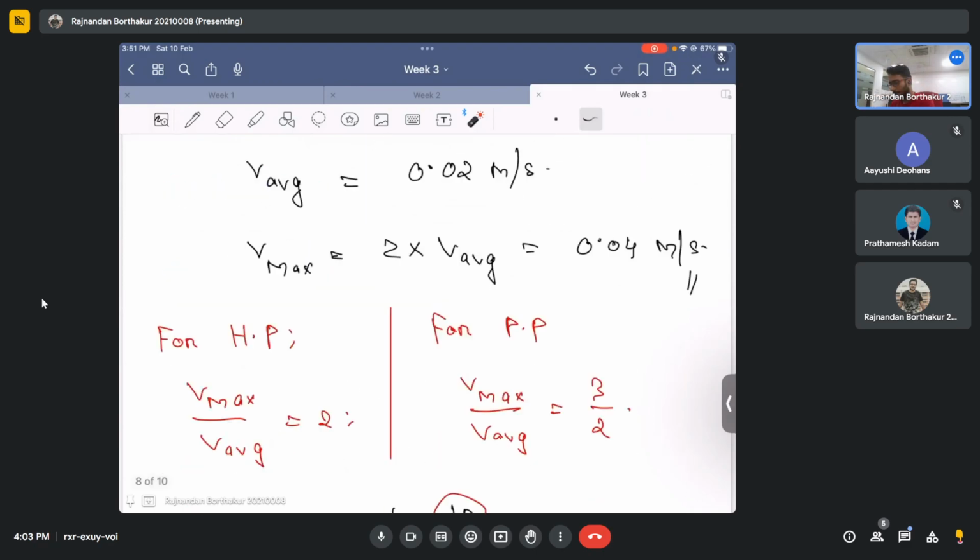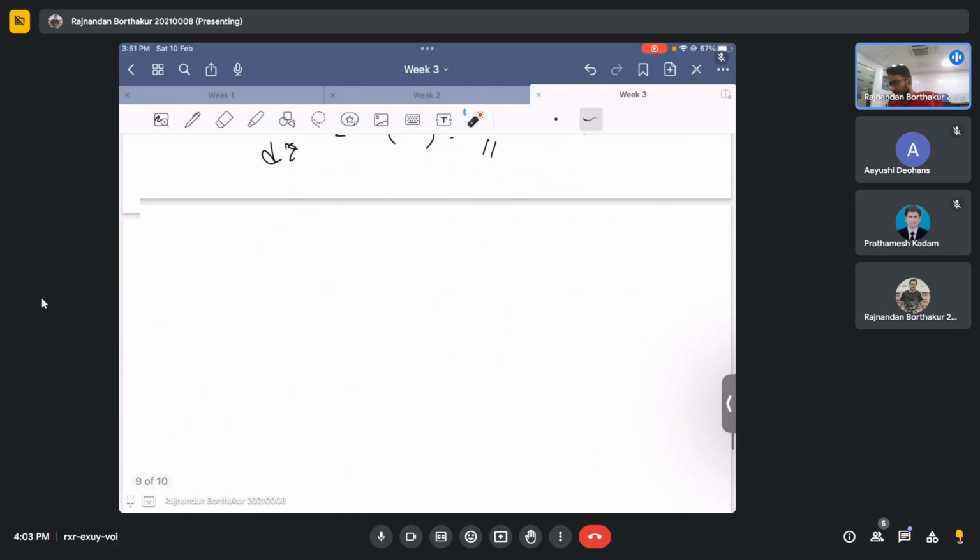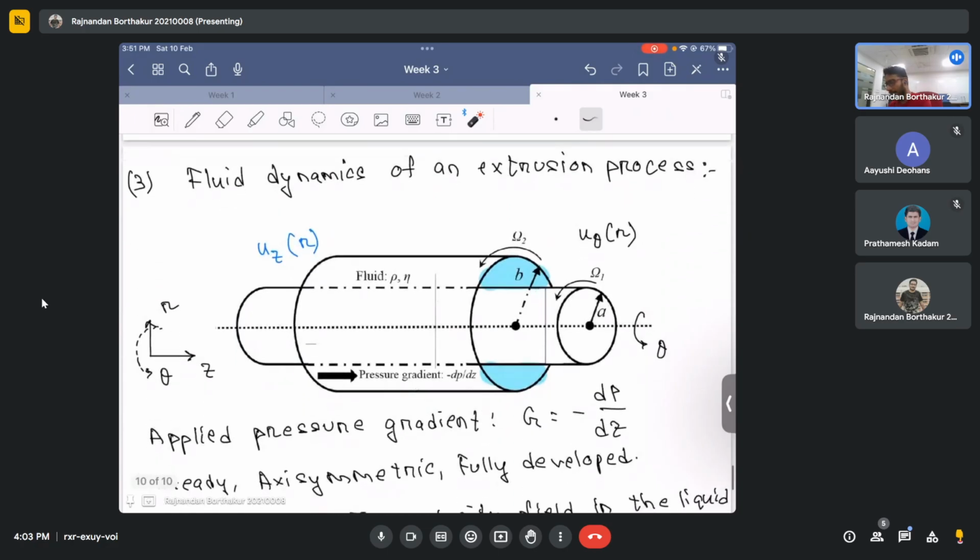All right. If this is clear, I will again wait for some time, and then we will begin with the next problem. The next problem is an important problem, and we will learn much more of the physics associated with it when we solve it. But before starting the next problem, I'll stop here for some time, and then we'll begin.